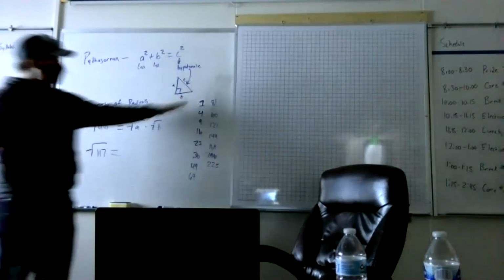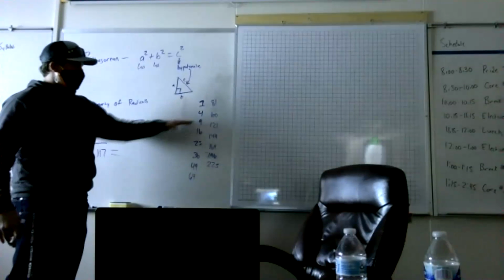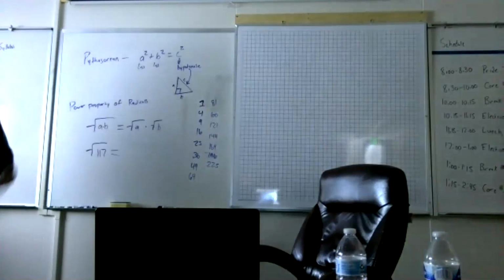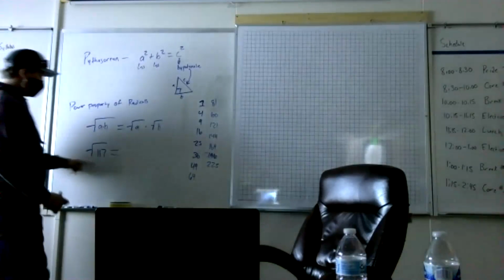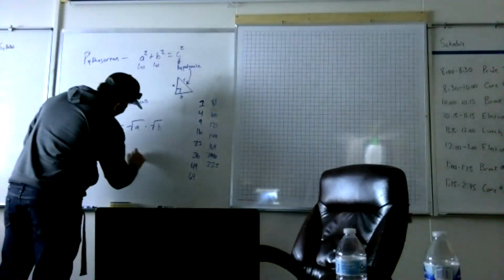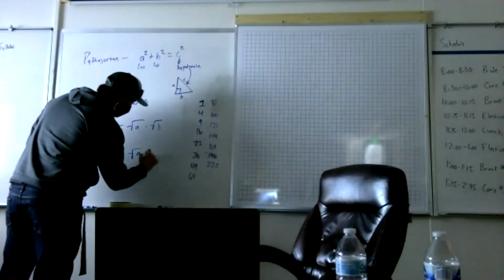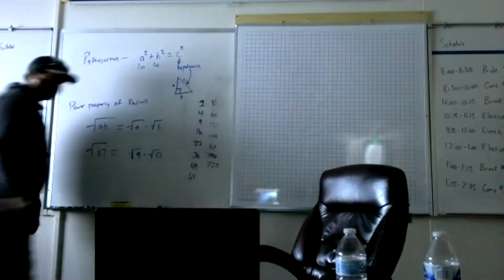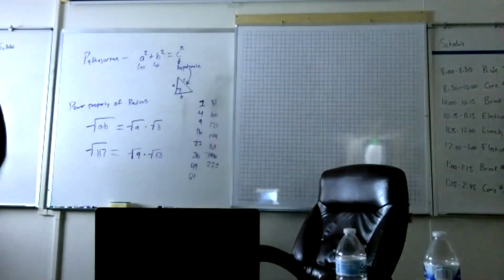So which of these numbers would actually multiply evenly into 117? The answer to that would be 9. So the square root of 117 can be broken down into the square root of 9 times the square root of 13. 9 times 13 is 117.